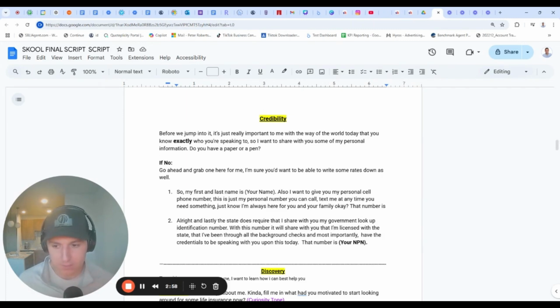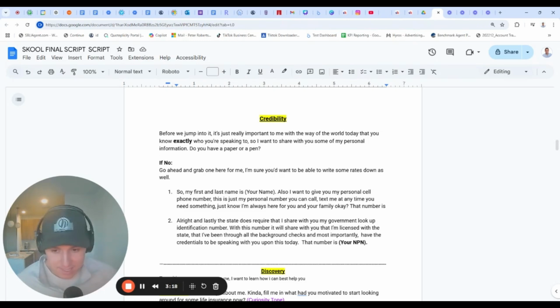So first and foremost, the first and last name, write this down, is Peter Roberts. I also want to give you my personal cell phone number. This is my personal number. You can call me, you can text me at any time. You need something, just want you to know here, Miss Betty, I'm always going to be here for you and your family. Okay, that number is 123-456-8888. Okay, write that down.